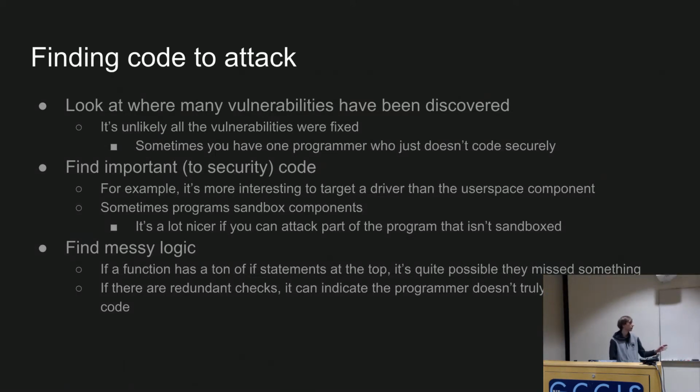Another thing you might want to do is find some code that's important to security. For example, if you take user space and kernel space, obviously finding a ring 0 exploit in kernel space is a lot more interesting than finding something in user space, because you'll get a lot higher privileges if you can exploit something running in the kernel rather than in user space. And another example of this is browsers, for example.